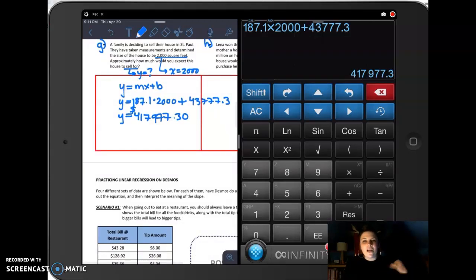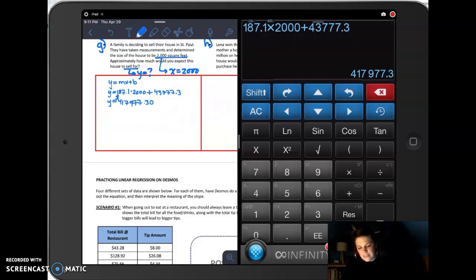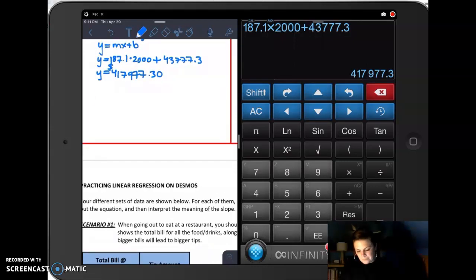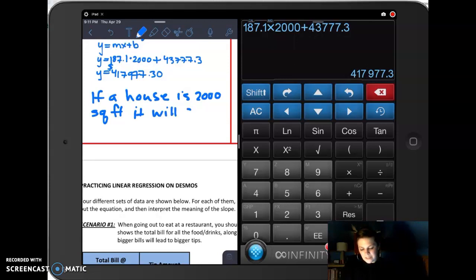All right, so we are going to write a quick sentence that just explains what's going on in this. And so we would say, if a house is 2,000 square feet, and I'm going to abbreviate that because I'm a good mathematician and I am lazy, it will cost $417,977.30.